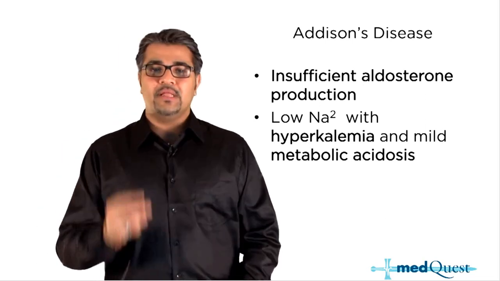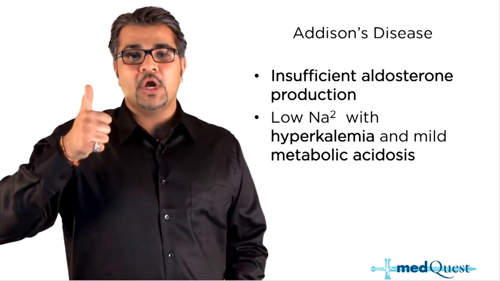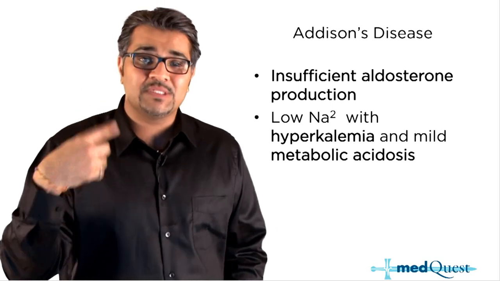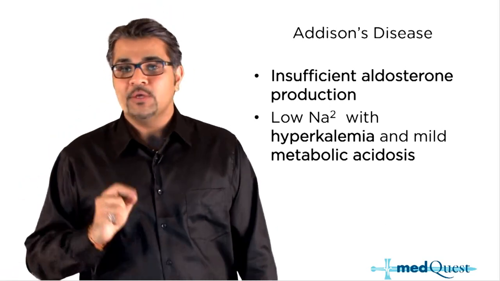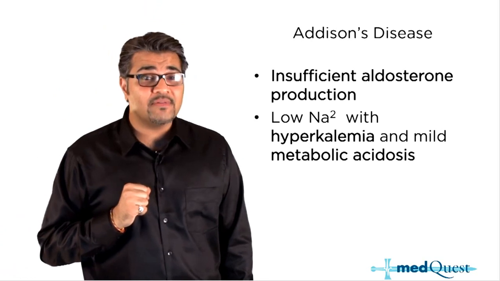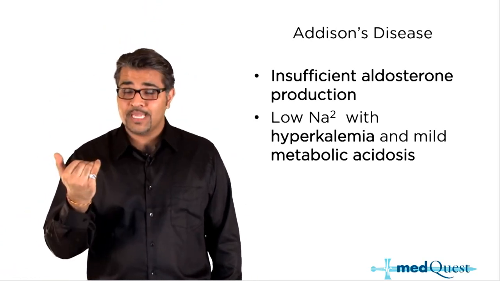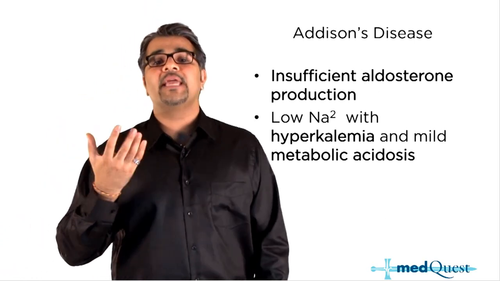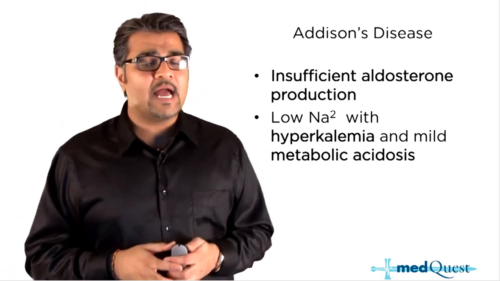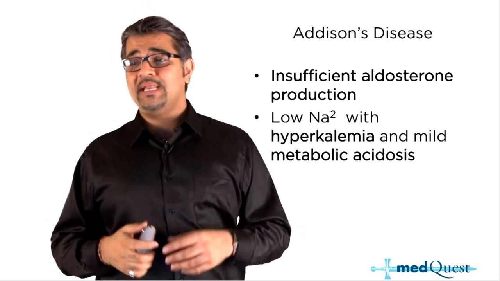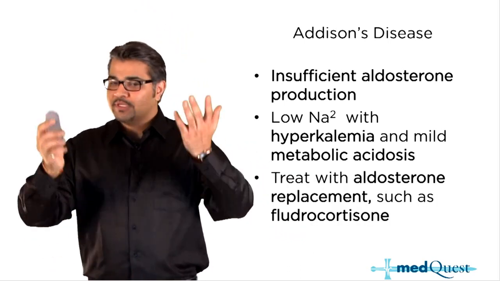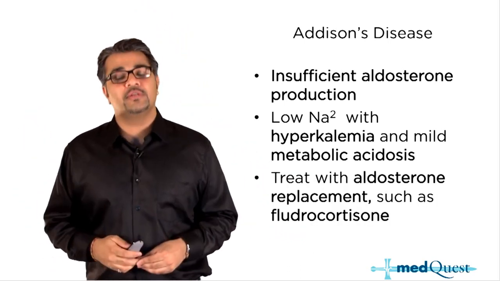Remember, I told you when aldosterone kicks in, sodium levels go up because you hold on to sodium and you're spitting out potassium and hydrogen. So the inverse is going to happen if you don't have enough aldosterone. You're going to lose sodium in your urine, you're going to be hyponatremic, and you're going to be hyperkalemic and have metabolic acidosis because you have too many potassium and hydrogen ions just floating around that were supposed to be peed out. How do you treat them? Give them aldosterone replacement such as fludrocortisone.